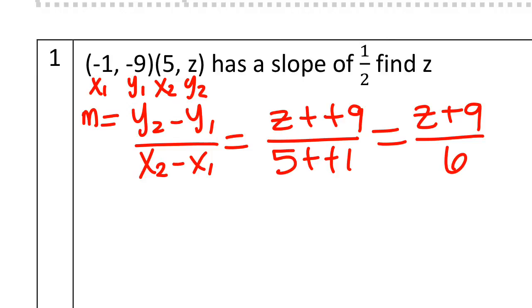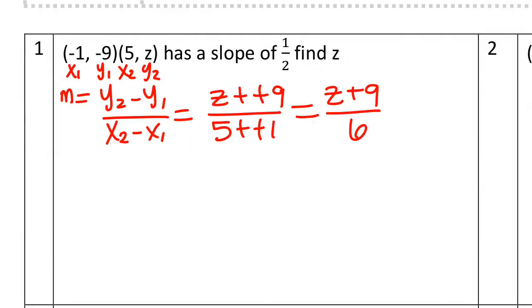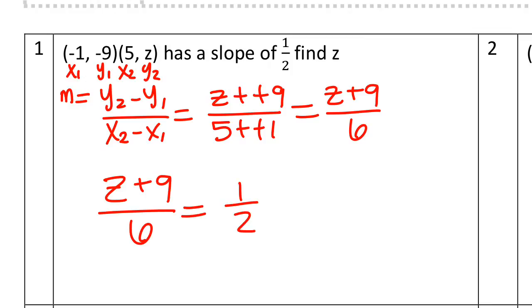Okay? So right now, that may seem a little bit confusing to you, and you're like, I don't know how to figure out what z is. Well, luckily for us, we know what the slope should be. So I know z plus 9 over 6 should equal 1/2. Okay? So now, if I wanted to, I can solve for z by undoing these operations.